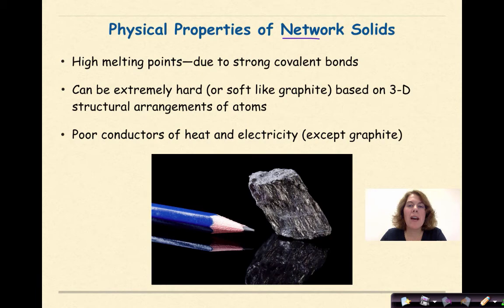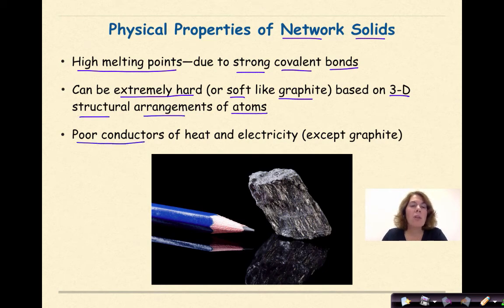Physical properties of network solids. Network solids have high melting points due to strong covalent bonds. They can be extremely hard or soft, like graphite. So if you've ever used a mechanical pencil and it's broken under pressure, that's the graphite breaking. But that's more like intra versus intermolecular forces, and trust me, that's something for definitely another time. So, soft like graphite, based on three-dimensional structural arrangements of the atoms. Typically, network solids are poor conductors of heat and electricity, except for graphite.